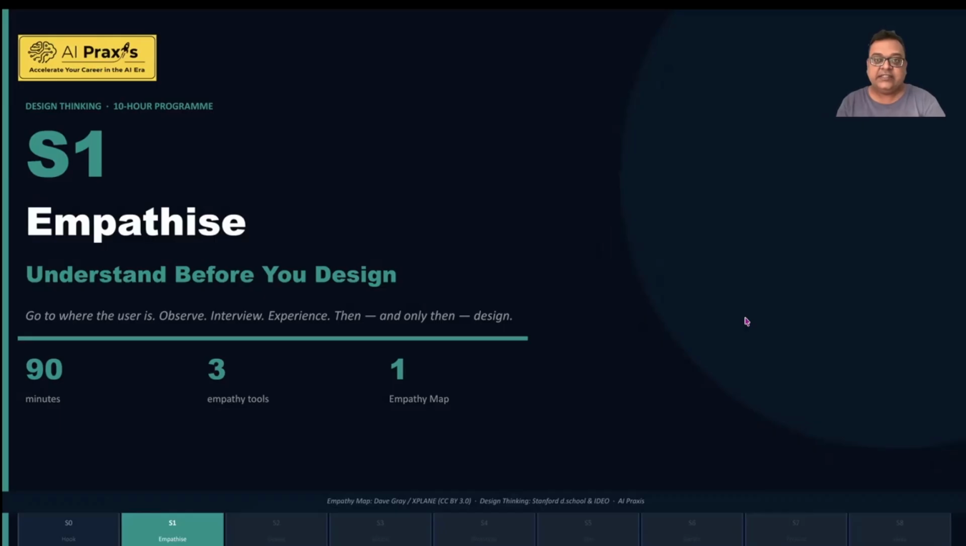The second one is observe. Don't just ask questions. Watch what people actually do, because people often behave differently from what they say. Someone may say, I always eat healthy. But when you observe them during a busy day, you may find them skipping meals or eating fast food. So behavior often tells us more than words.